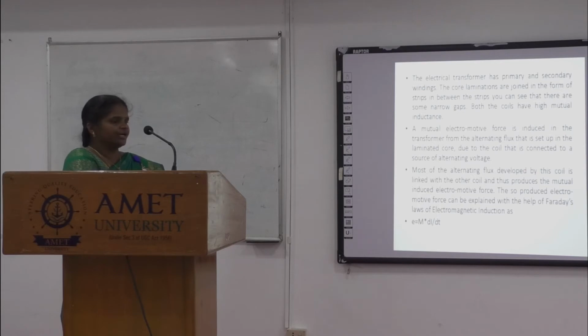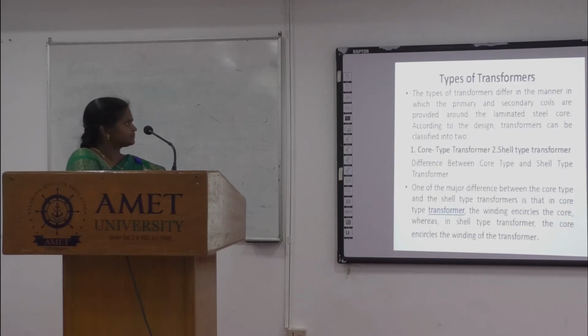Here, this alternating flux will be produced by change in alternating current. This alternating current is due to the alternating supply which is connected across the primary winding. So, by Faraday's law, we can say the EMF induced E is equal to M into di by dt. M is the mutual inductance.